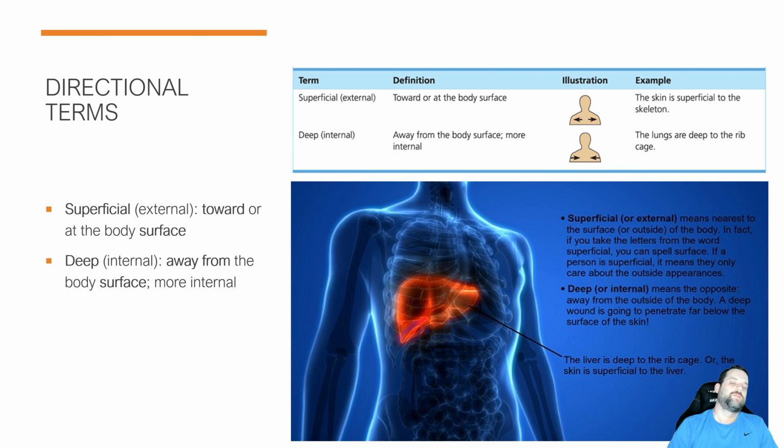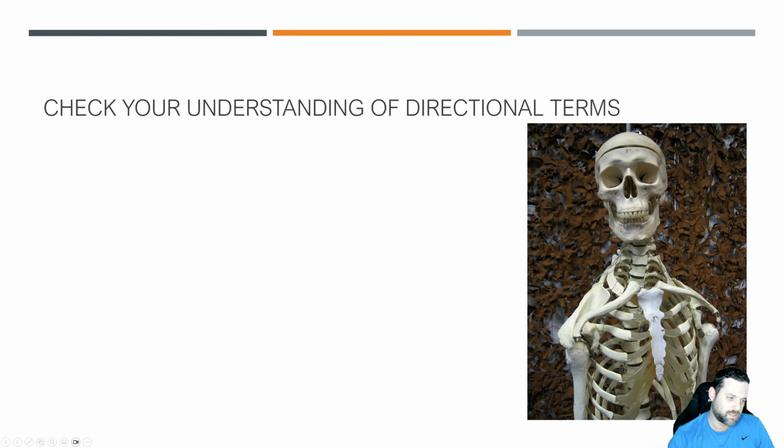So superficial is more towards the skin. It is superficial to your muscle because it's closer to the body surface. Deep would be like your heart is deep to your skin because it's more internal. So deep is something internal, close. Superficial is more external towards the body surface. Those are your directional terms, and there's some good examples. The lungs are deep to the rib cage, right? Because it's closer internal, and the skin is superficial to the bones or the skeleton.